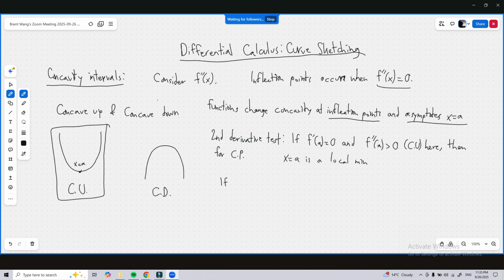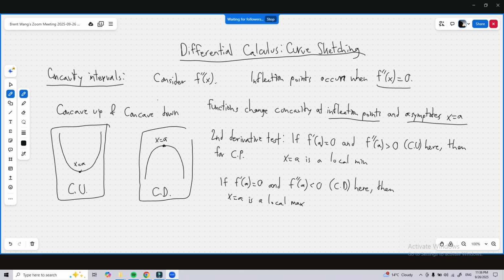If there's a critical point and the second derivative is negative, i.e. concave down, then x equals a is a local maximum. And that can be seen right here, x equals a, so it's concave down here at this critical point, so this critical point is a maximum.